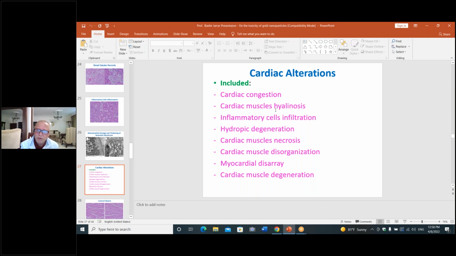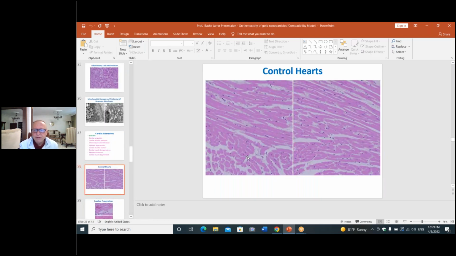So once these muscles are hyalinized, it means that they will lose their functions gradually. We have also in this organ inflammation, we have hydropic degeneration, we have cardiac muscle or cardiomyocyte necrosis. We have cardiac muscle disorganization and disarray also. In addition to cardiac muscle degeneration, let me show you some.